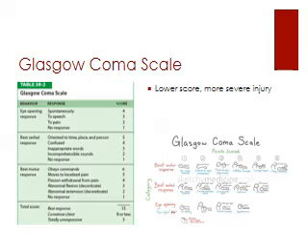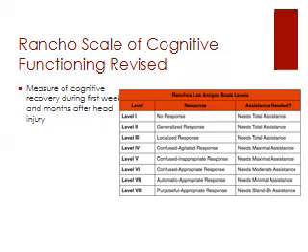The Glasgow Coma Scale is used to assess level of consciousness following a brain injury. The score can range from 3 to 15, and lower is more severe here. So the lower, the worse. 3 to 8 means you're in an unconscious state. The Rancho Scale is a measure of cognitive recovery during the first 2 weeks to months following a head injury. There are about 10 different levels.